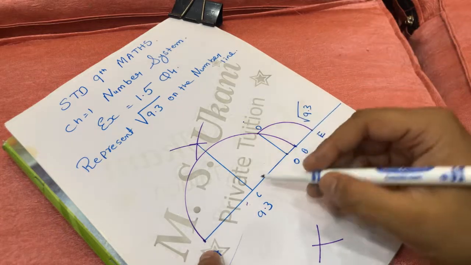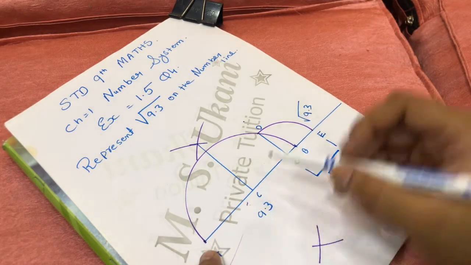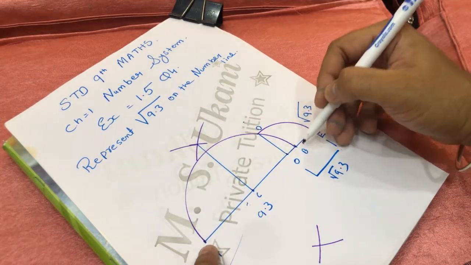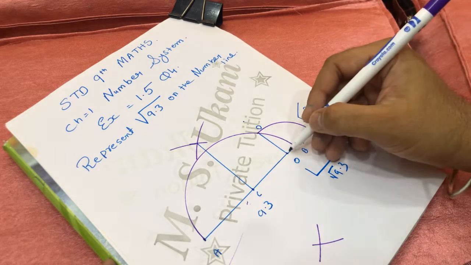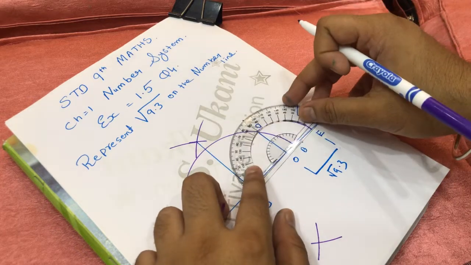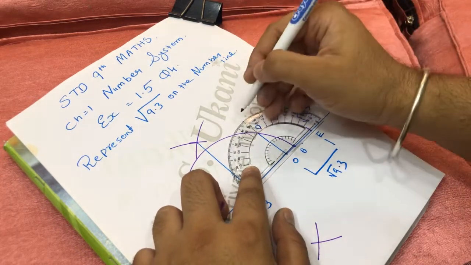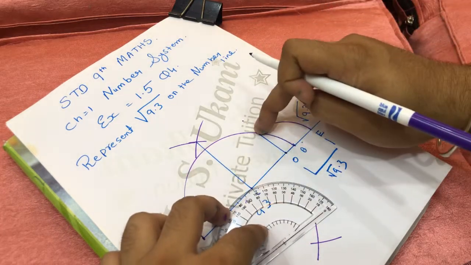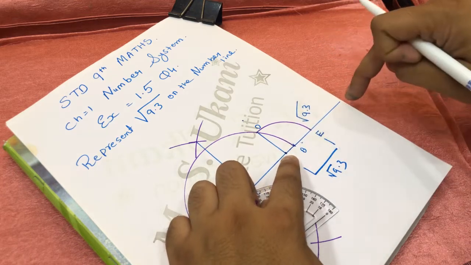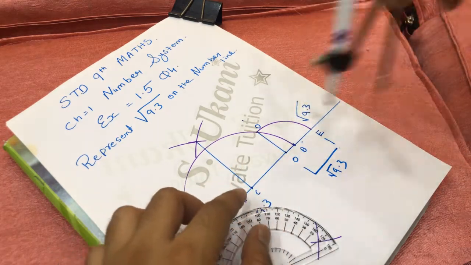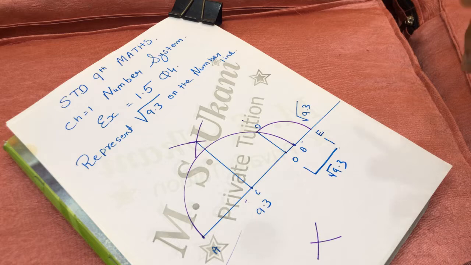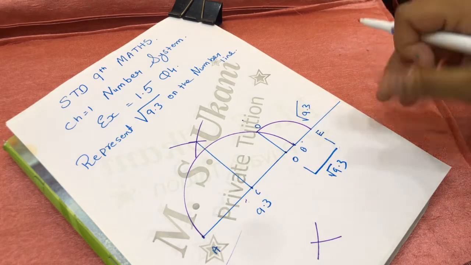After getting the midpoint, open the compass from A to C and from point C make one semicircle. After making the semicircle, from point O we have to construct 90 degrees. Means putting the protractor on point O, and here we will make one point, and extend the line touching the semicircle. And one more line you have to extend over here. After that, open the compass from O to D and make one arc. So in this way, we will get root 9.3 on a number line.